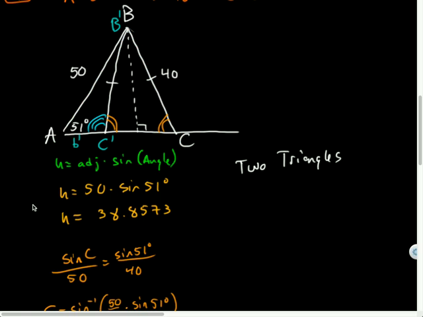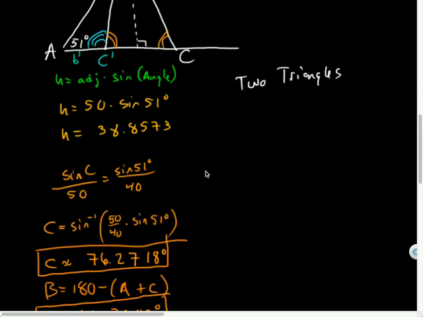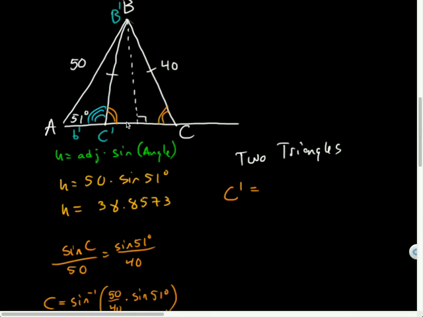But now I've got to figure out what is my mini triangle. So I'm looking for a new angle C, a new angle B, and then a new side B. And how do I find that new angle C? How could I find this angle C prime right here? 180 minus C.